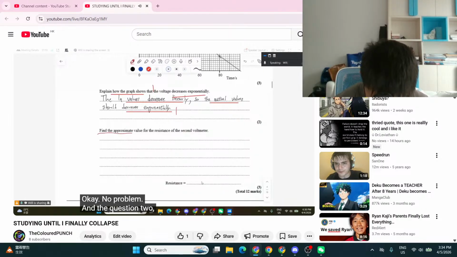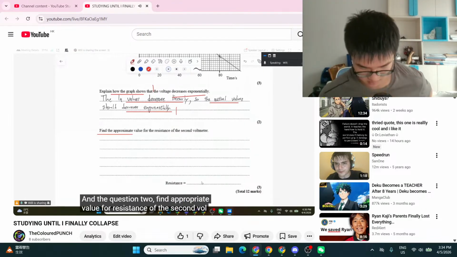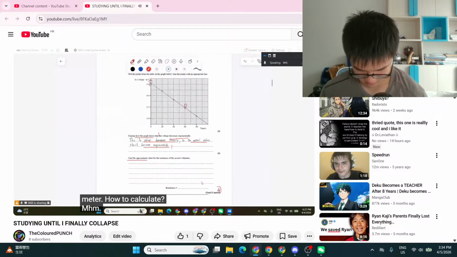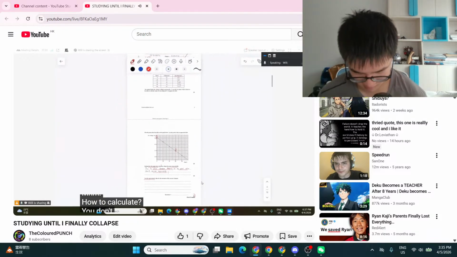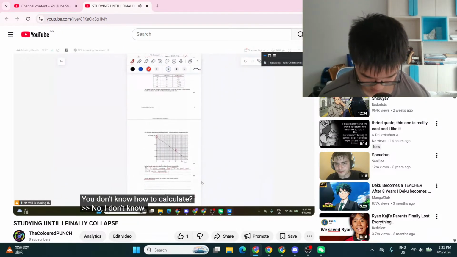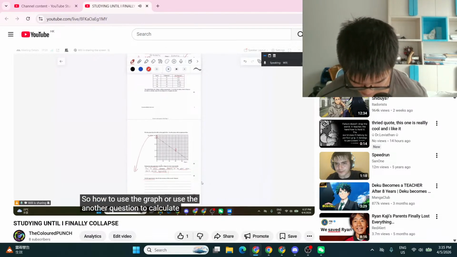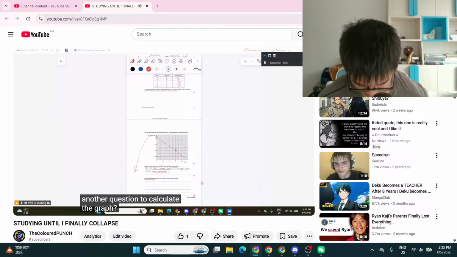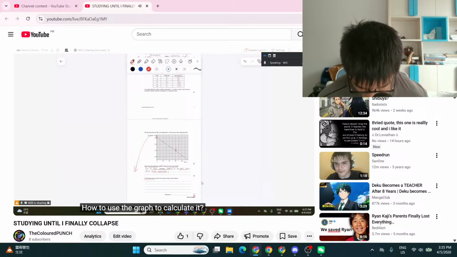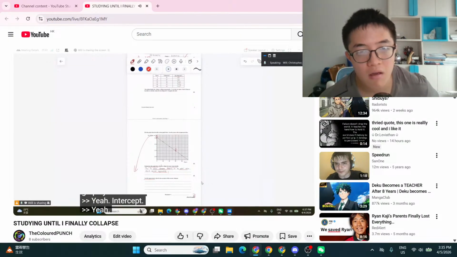And question 2: find an appropriate value for the resistance of the second voltmeter. How to calculate? You don't know how to calculate? You have the graph. How to use the graph to calculate? The graph, you have the intercept. The graph, you have the slope. Yeah, then we might use the intercept.